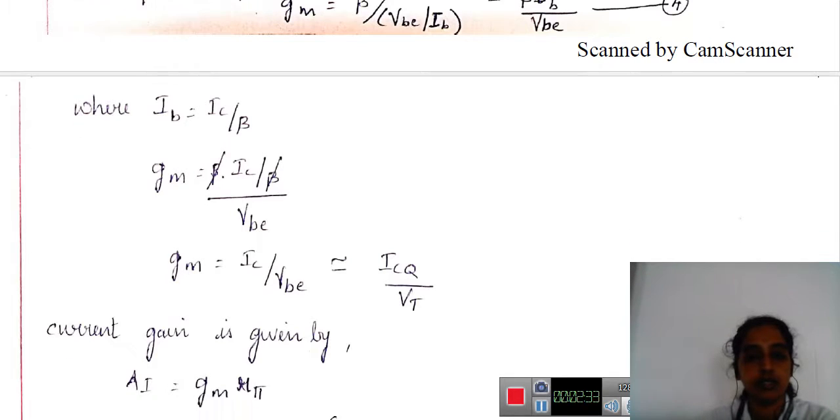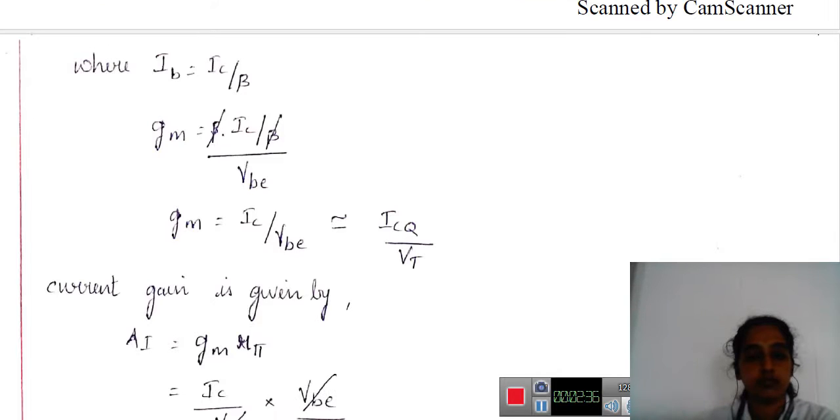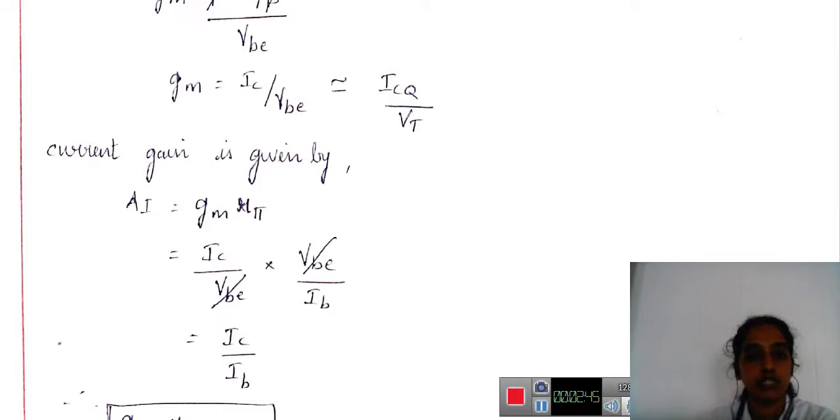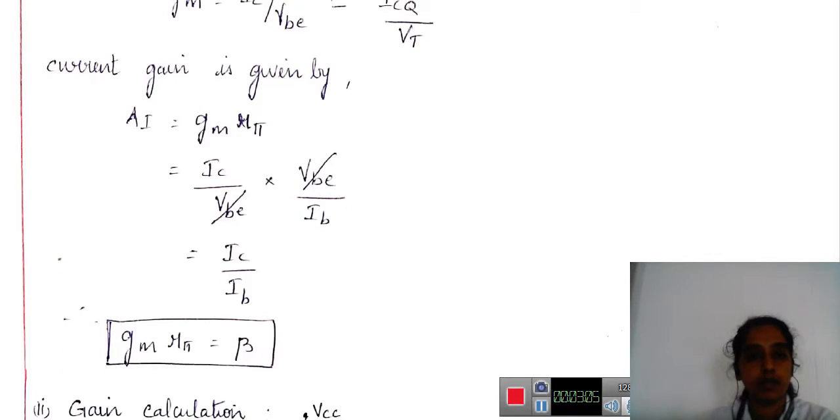So let me consider this voltage as a total voltage VT. So if I calculate the gain, current gain AI, so I know the value Gm. Gm is conductance, so here I have I by V. Resistance is V by I. So voltage across base and emitter is getting cancelled. I get the value IC by IB. So IC by IB is beta. I know that the current gain AI is Gm into R pi. So beta is Gm into R pi.